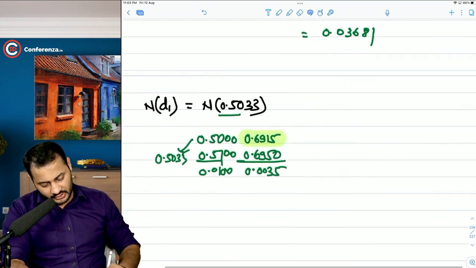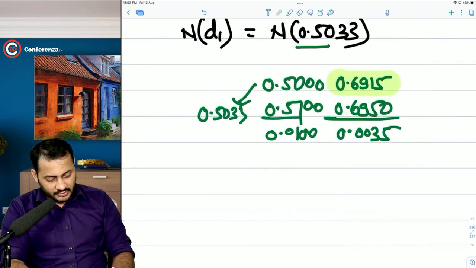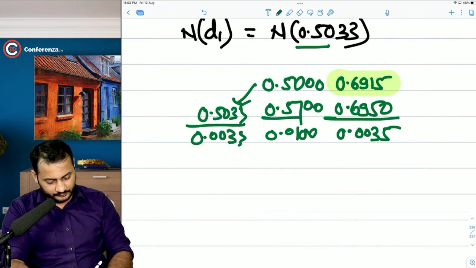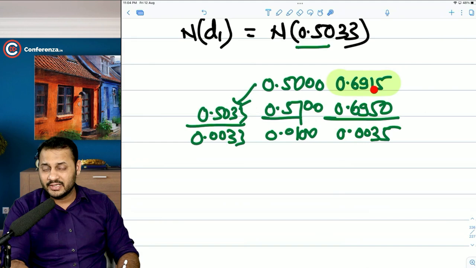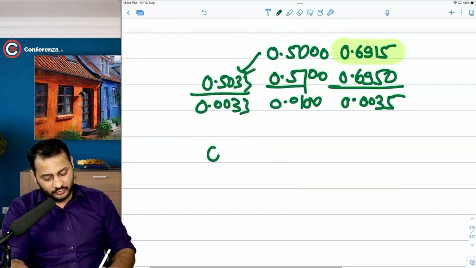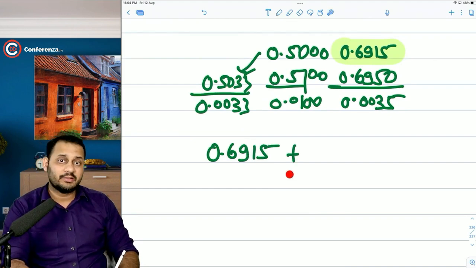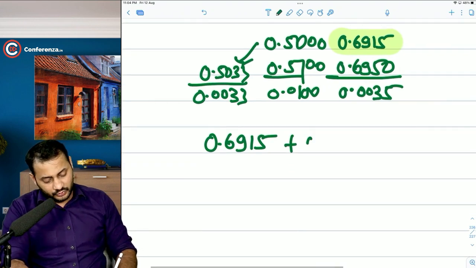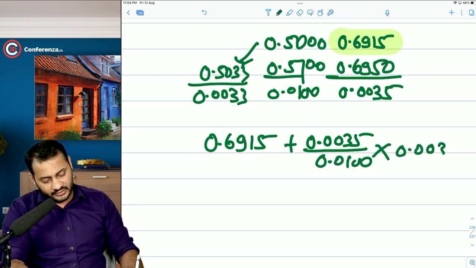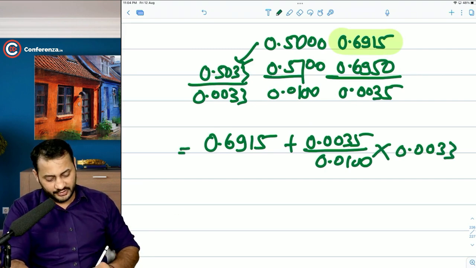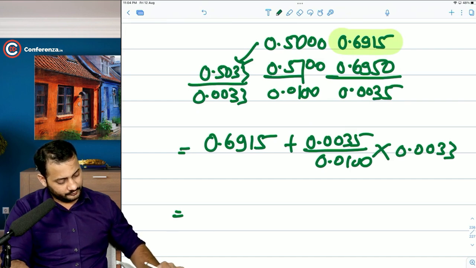So how many steps are these? 0.0033. Now it's very simple. If you add this much value to the base for moving 100 steps ahead, then how much value will be added to the base for just moving 33 steps? So start with the base value 0.6915, and we know that we want to add, sometimes it's a deduction as well. Why adding? Because 6915 to 6950 is going up. So 0.0035 is added to the base for 100 steps. If we move only 33 steps instead of 100, how much should be added? That's 0.6927.